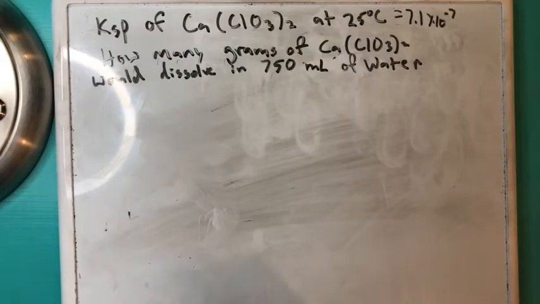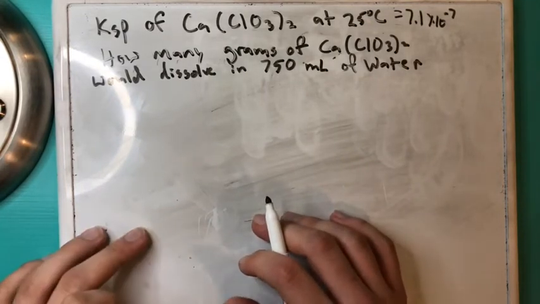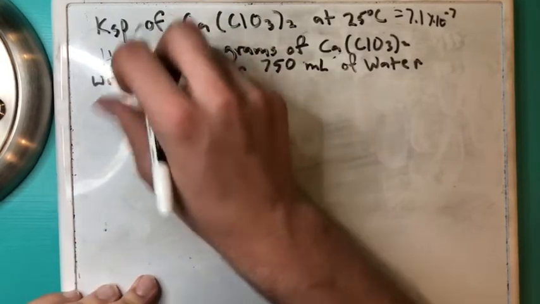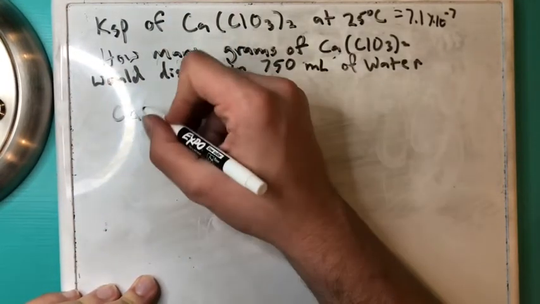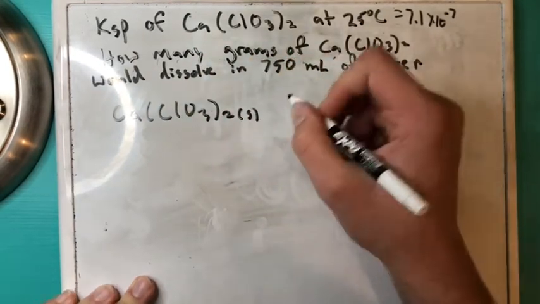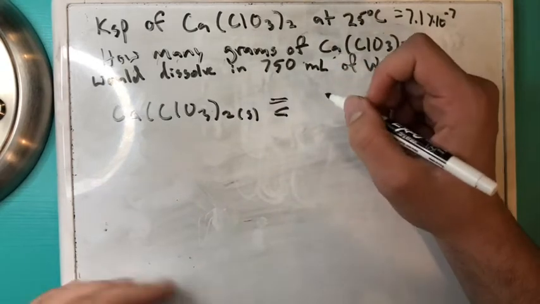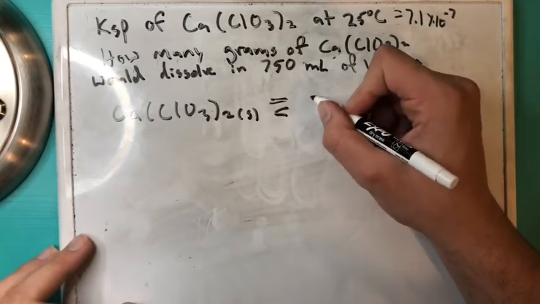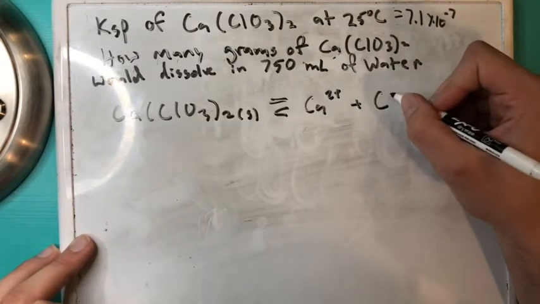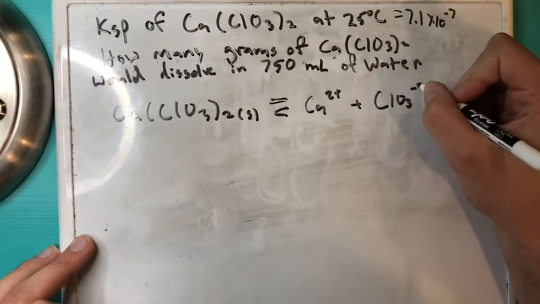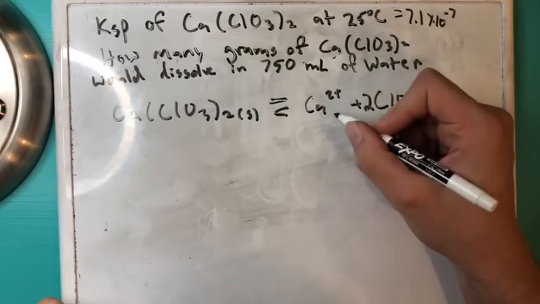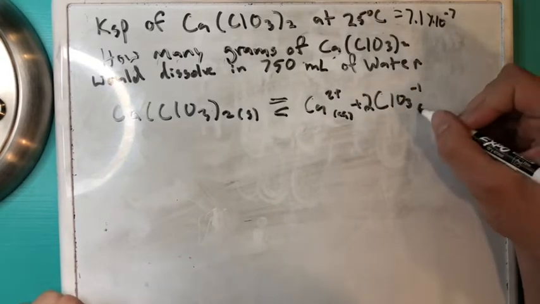Okay, so first off, as we're going to do with every other one, we have to write a chemical equation. So we have the calcium chlorate, solid, is in equilibrium with the calcium 2 plus ion plus the chlorate ion, -1. So we have 2 of those. And this is a balanced chemical reaction. And these are both aqueous.